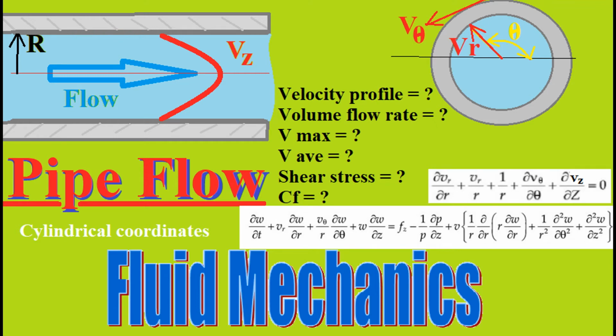Hello everyone, let's work on this fluid mechanics problem. This one is about pipe flow. They want us to consider a steady, laminar and fully developed flow through a straight pipe that has a circular cross-section. We can see it right here in these two sketches, one from the side and one from the cross-sectional view.